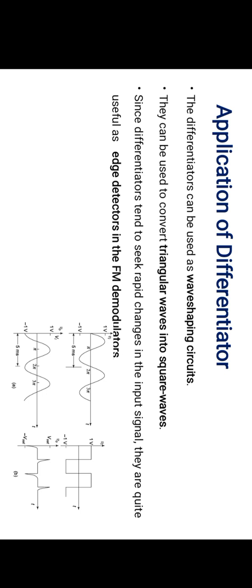Application of differentiator. The differentiators can be used as wave shaping circuits. They can be used to convert triangular waves into square waves. Since differentiators tend to seek rapid changes in the input signal, they are quite useful as edge detectors in FM demodulators.